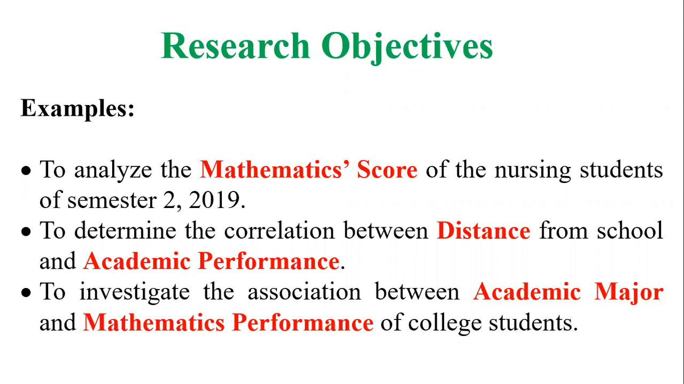Research question number 1, objective number 1. What are you going to do? To analyze the mathematics score of nursing students of semester 2 2019. Research question number 2. What are you going to do? To determine the correlation between distance from school and academic performance. Research question number 3. What are you going to do? To investigate the association between academic major and mathematics performance of college students.